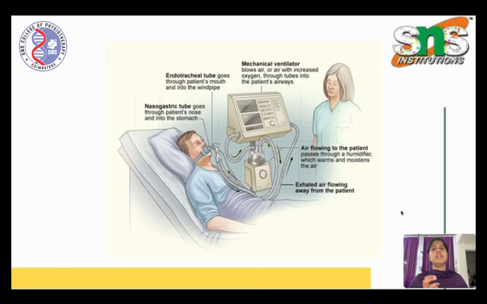So this is the picture. The endotracheal tube goes through the patient's mouth into the windpipe, or a nasogastric tube goes through the nose into the stomach. The ventilator blows air with increased oxygen into the airways, while the humidifier warms and moistens it. Exhaled air flows away. This setup is critical for patient support in the ICU.